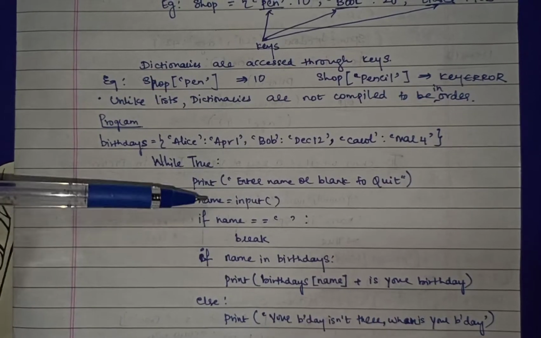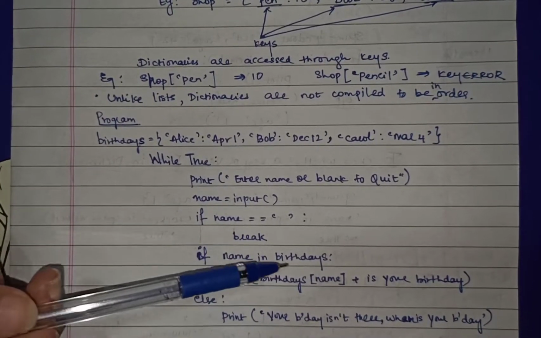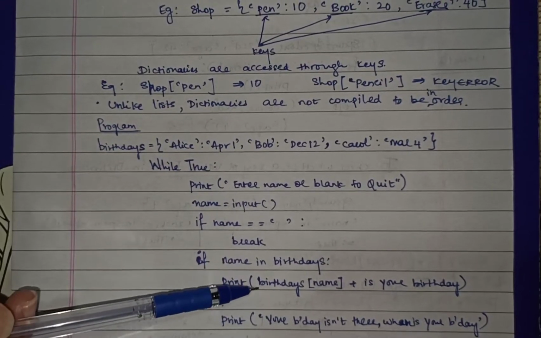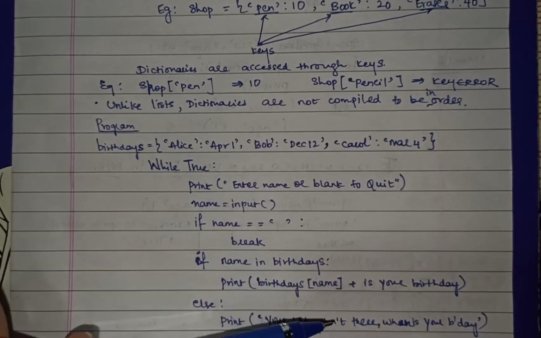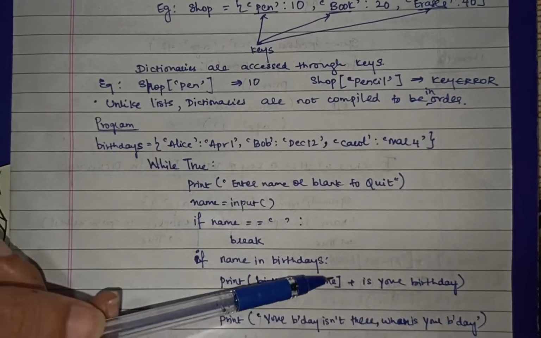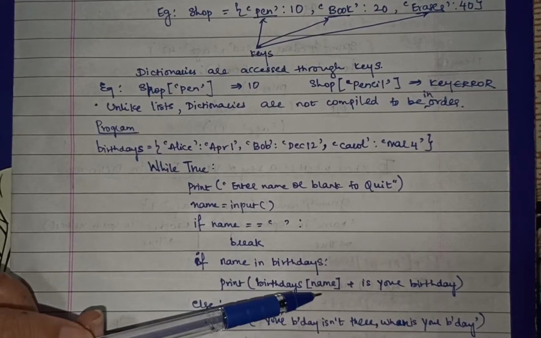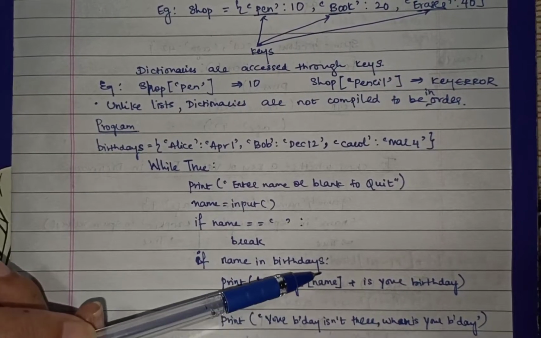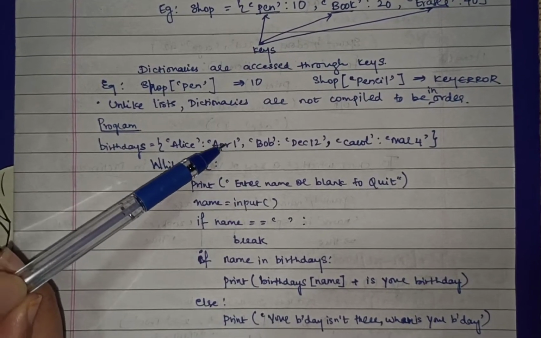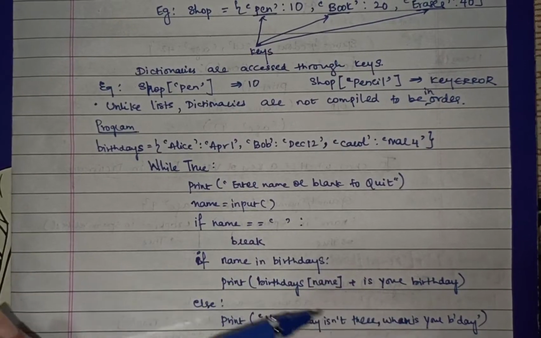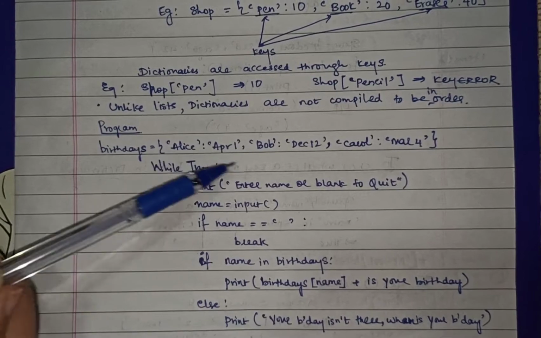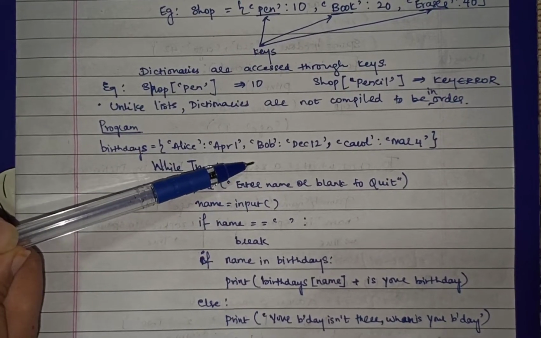Suppose you give it as Alice. So is Alice in birthdays? Yes, Alice is in birthdays, so it will print birthdays of name, which in our example will be Alice. So birthdays with the key Alice, and the value will be returned, that is April 1. So April 1 is the birthday that will be printed. Else it will print that the birthday is not there in the dictionary we have specified.